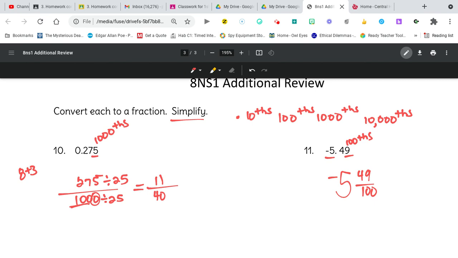All right, so that's your review for Standard 8.NS.1. So what I want you to do now is go back and work on the assignment number 2, okay? That's on Google Classroom on the classwork tab. Thank you.